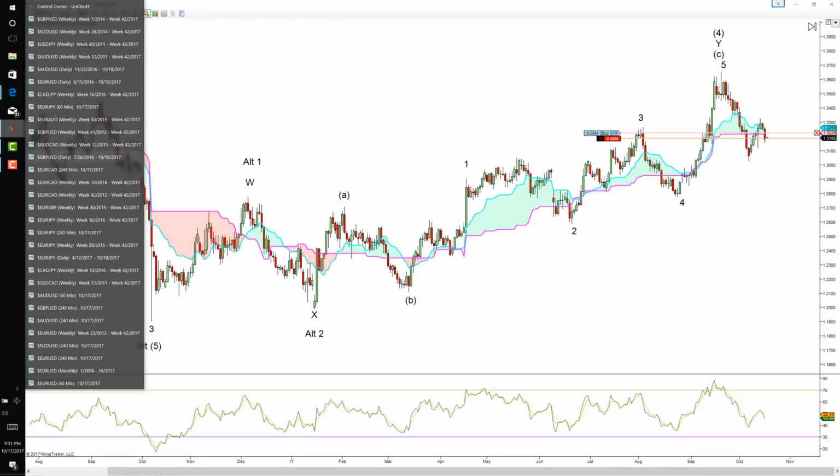So let's look at that alternate on a weekly time frame so that you can get a better picture of what I'm basically trying to explain here. And this is just an alternate. My primary is still to the downside, but let me look at the weekly.